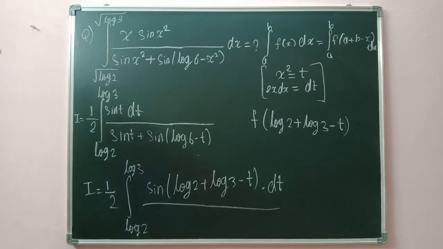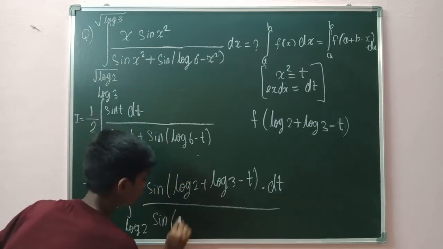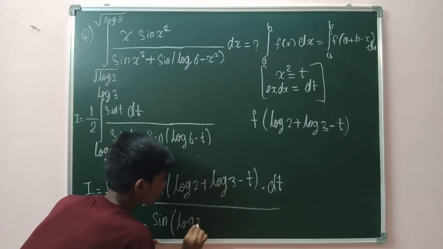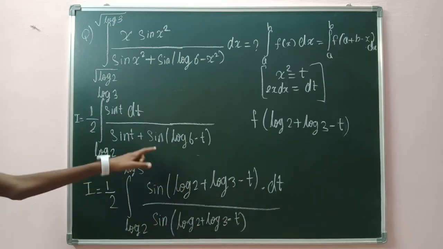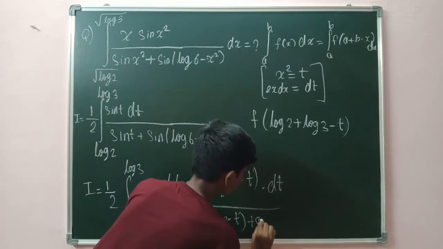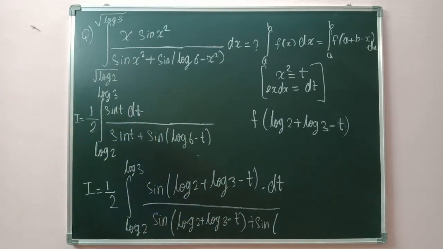So I need to replace this sine t with what? Correct now, people? Yes. Then divided by sine of the same t value, that is log 2 plus log 3 minus t. Then what I am having is plus sine of log 6 minus t. When I put t as log 2 plus log 3 minus t, what will you get? Think well and say, people. When you put log 6 minus t, I am having it.